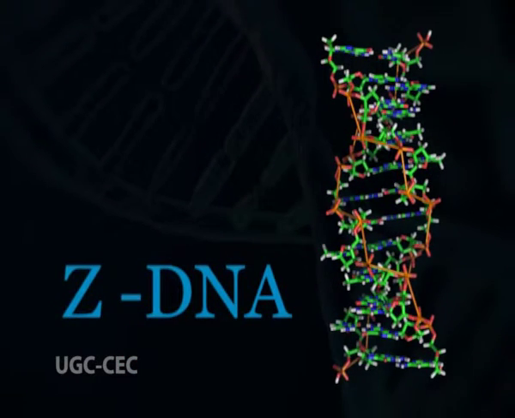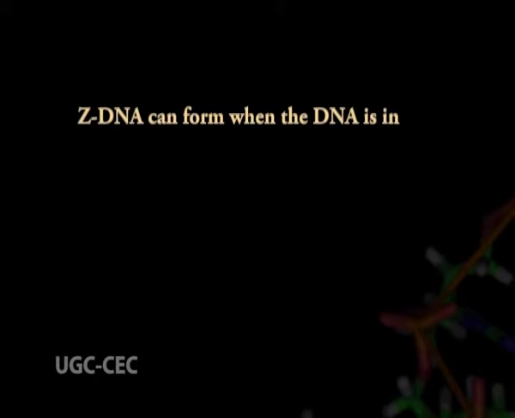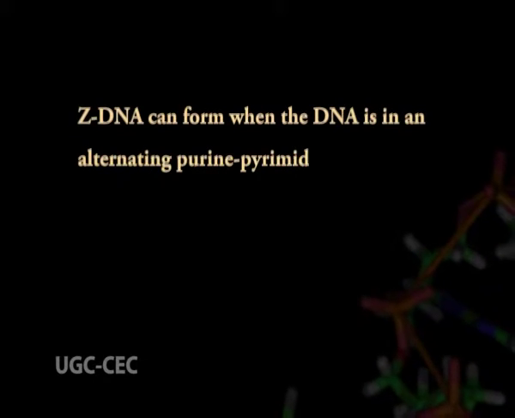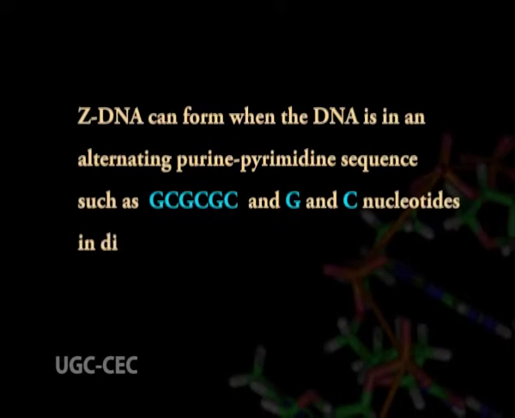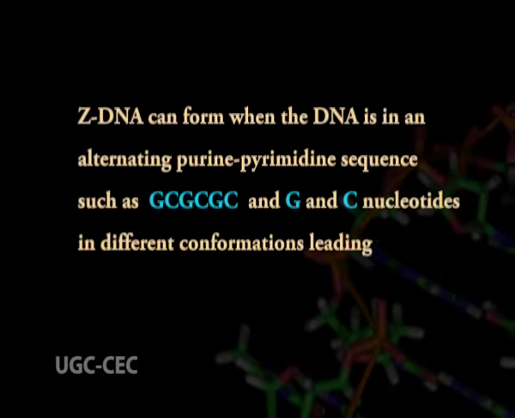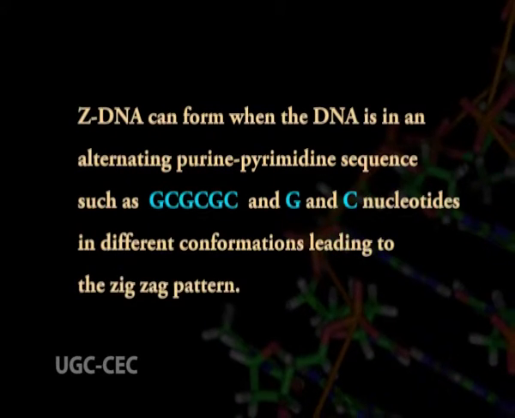Now let us come to Z DNA. Z DNA is widely different from the B structure by the presence of left-handed helical rotation. In this model, the double helix winds to the left in a zigzag pattern. The Z DNA helix has a structure that repeats every 2 base pairs. Z DNA can form when the DNA is in an alternating purine-pyrimidine sequence such as G, C, G, C, with G and C nucleotides in different conformations leading to the zigzag pattern.